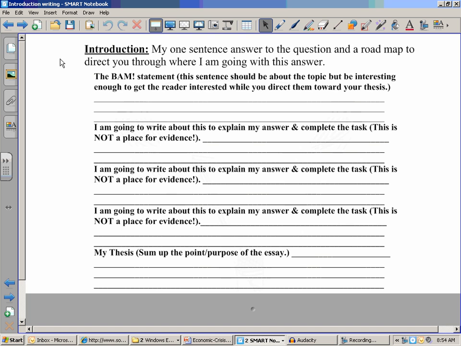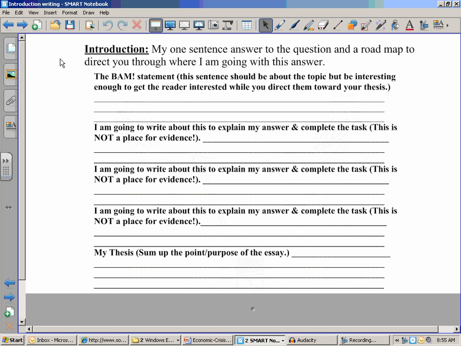Remember, the purpose of an introduction is to tell the reader what it is you're going to actually be writing about in the rest of the essay. So we need to get that reader hooked. We have to get him interested enough to read on. And that's the BAM statement, or the hook, that starts out the introduction paragraph. Of course, it should direct us toward our thesis, but it should be something that the reader will find interesting.